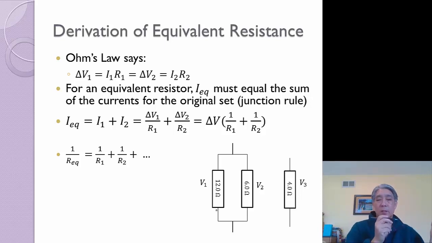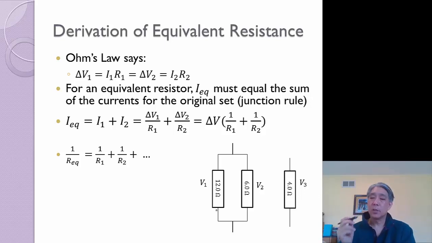Okay, so substituting for I1 and I2 from Ohm's law, I basically end up with this formula that says the equivalent current is going to equal the voltage drop, delta V, times the sum of the fractions, 1 over R1 plus 1 over R2. Okay, and since that is equivalent to 1 over the equivalent resistance, I end up with my formula that says 1 over the equivalent resistance is equal to 1 over R1 plus 1 over R2, etc.